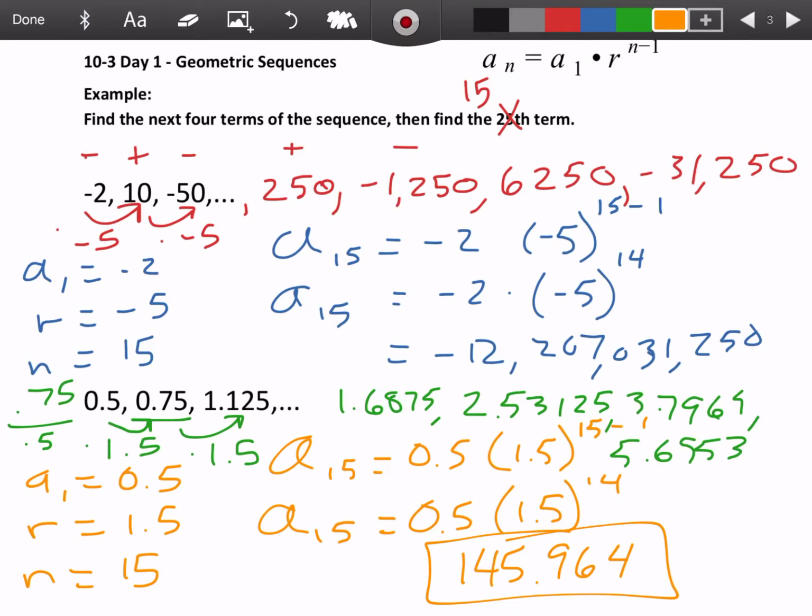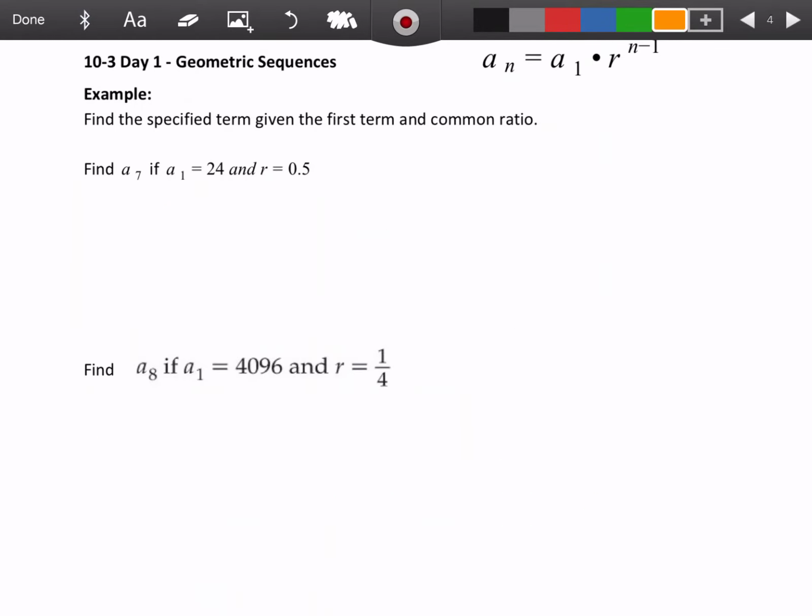So hopefully you can see that was alternating, and here we don't need to just be doing whole numbers. We can be doing decimals, and we can have a common ratio that isn't a whole number either. We can have fractions or decimals like 1.5, things like that. So our last problem we're going to do is we're going to find a specific term. They're just going to give us the first term and the ratio. So here they're just giving us what they need to find.